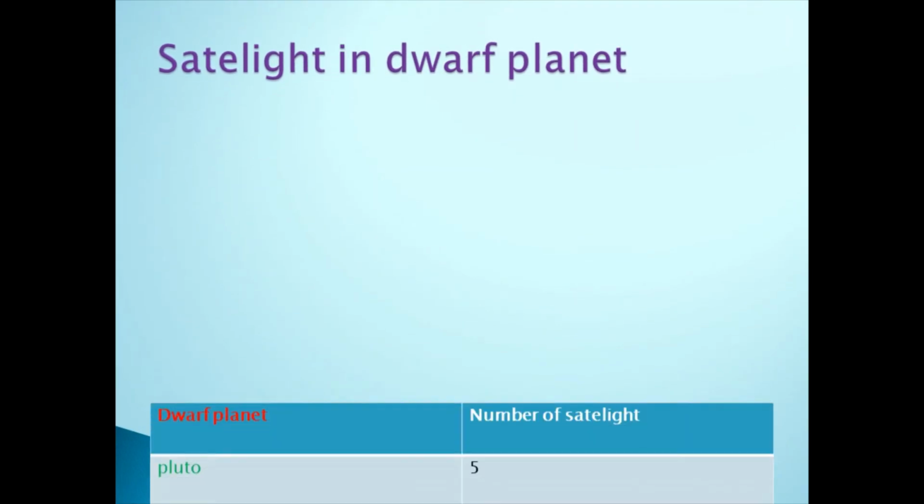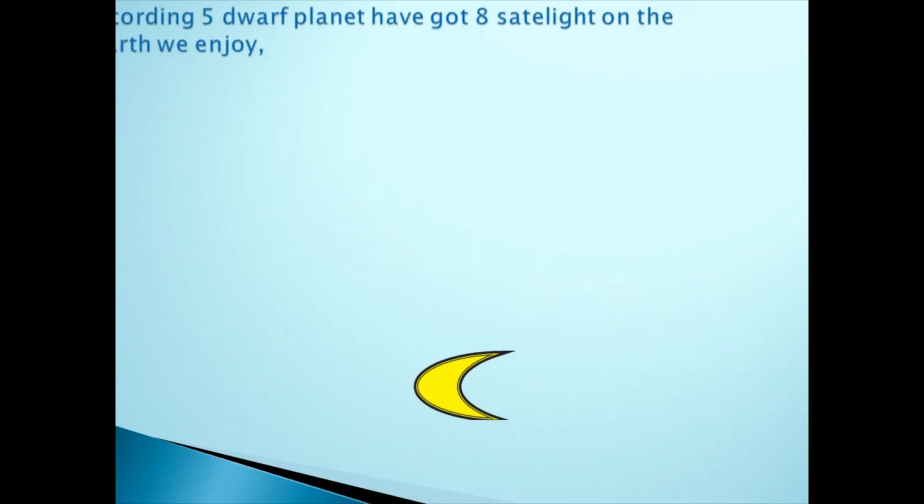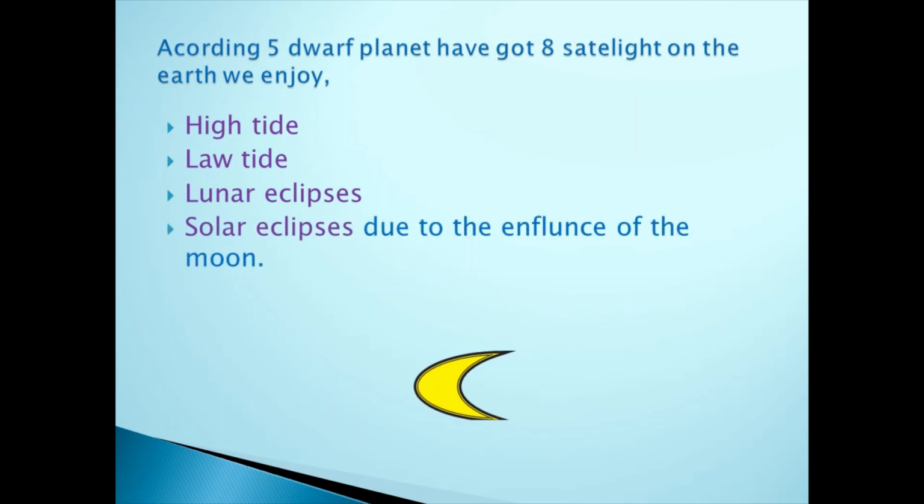Satellites of dwarf planets. Accordingly, the planets of the solar system have 173 satellites. The dwarf planets also have satellites. Their satellites are given below. Pluto has 5 satellites. Ceres, no satellite. Haumea, 2 satellites. Makemake, no satellite. Eris has 1 satellite. Accordingly, 5 dwarf planets have 8 satellites. On the Earth, we enjoy high tide, low tide, lunar eclipses and solar eclipses due to the influence of the moon.